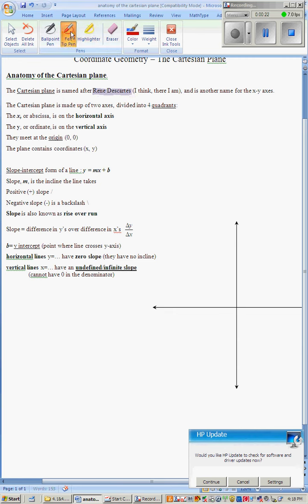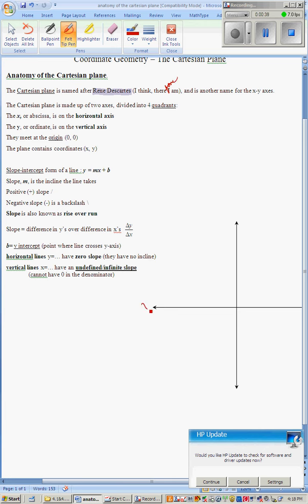He is famous for coming up with the line, "I think, therefore I am." All it is is another name for the XY plane. So it consists of two axes divided into four quadrants.